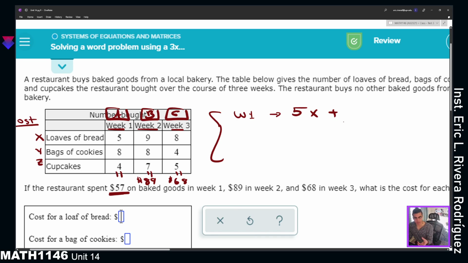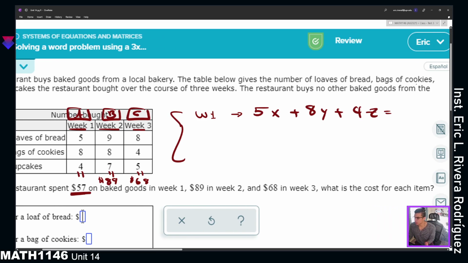But that's not the only thing that we bought. Bag of cookies as well. Well, there were 8 bags of cookies that were bought, but the cost of each bag is unknown. So 8 times Y. The same thing for the cupcakes, 4 times Z. What we know about week number 1 is that the amount that the restaurant spent was 57. So if we add all this, we need to get 57. And that's from week number 1.